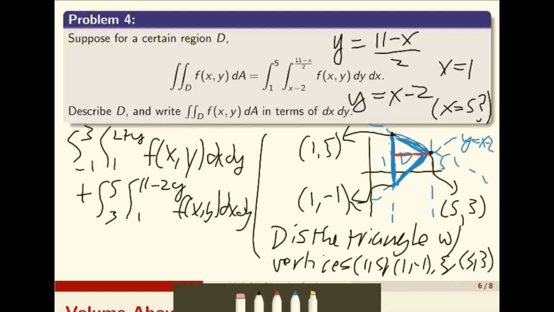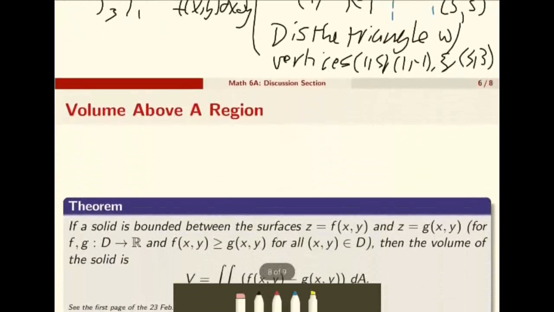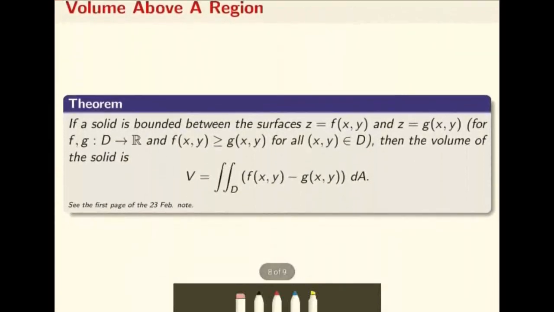All right. So that brings up the last thing that I want to talk about in this section, which is this interpretation that gives rise to a bunch of these double integrals. And that's talking about the volume of some solid three-dimensional object, where we know that it's lying between two surfaces that are over the same region.